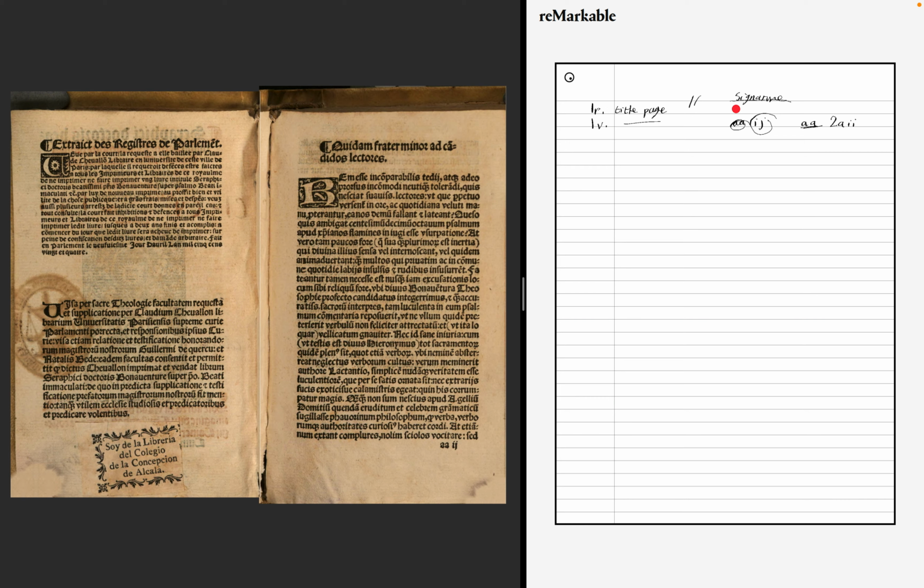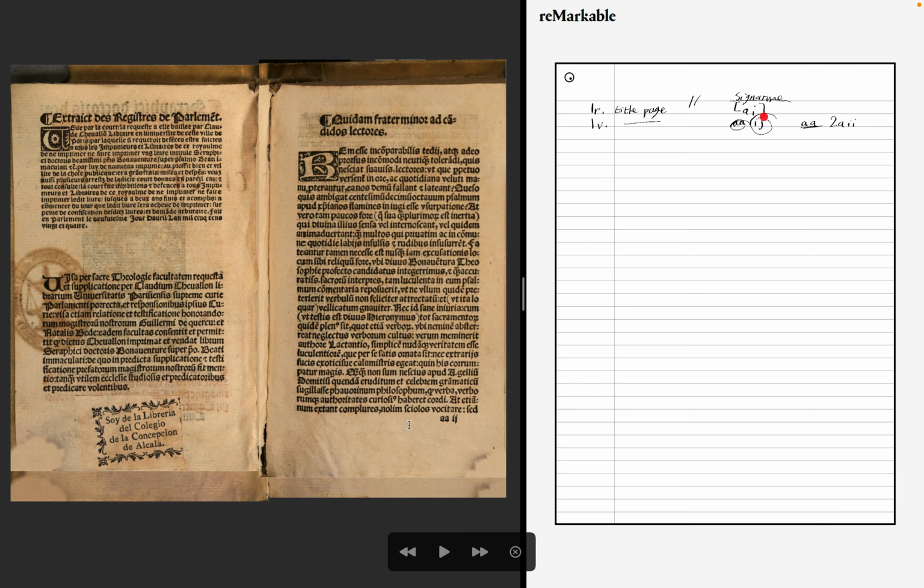But in this case, since this second leaf is page 2, or leaf 2, of the lowercase a signature, we can infer that the title page is actually A1. They just didn't want to put it on the title page because it'd make it look ugly. That becomes important later, but we want to note that. So we'll go on to the next.